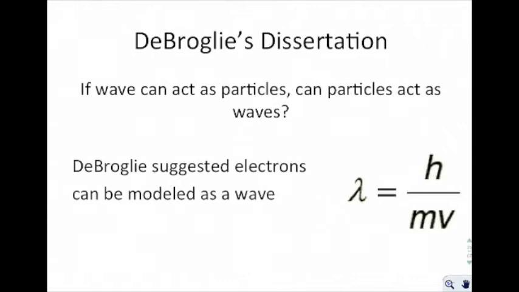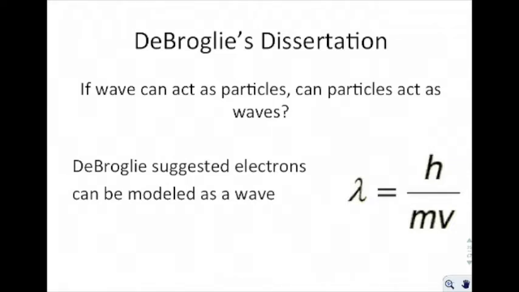De Broglie's dissertation. So far we've talked about light as being a wave or a particle. Well, de Broglie actually suggested in his doctoral dissertation that maybe electrons can be modeled as a wave, because so far electrons have been treated as particles. So he said, okay, I'm going to pretend, just as a thought experiment, that electrons are actually going to be modeled as a wave.